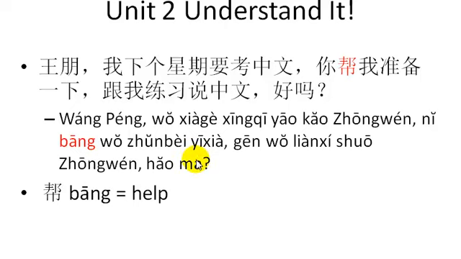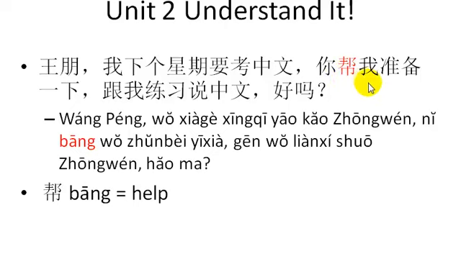Alright, next in this sentence, we have 帮. So 王鹏，我下个星期要考中文，你帮我. So we have you and then I, or me, and then something in the middle, so you know that must be a verb. And indeed, the verb help. 帮，你帮我. So that should be pretty clear what that means.